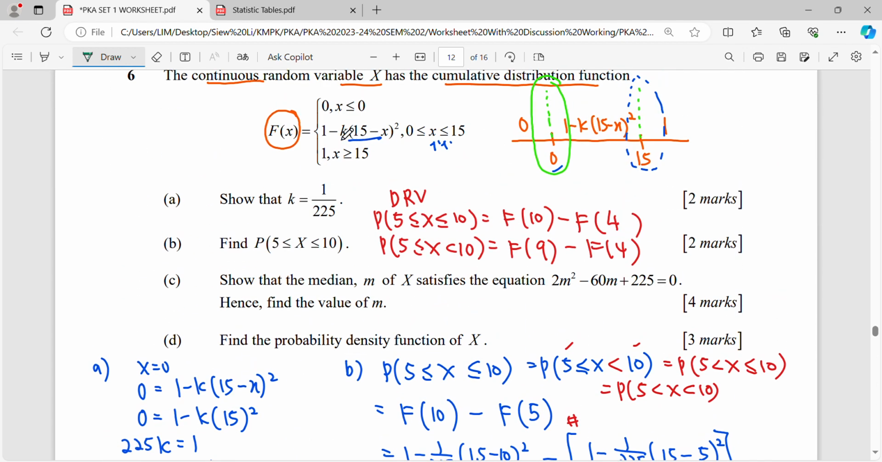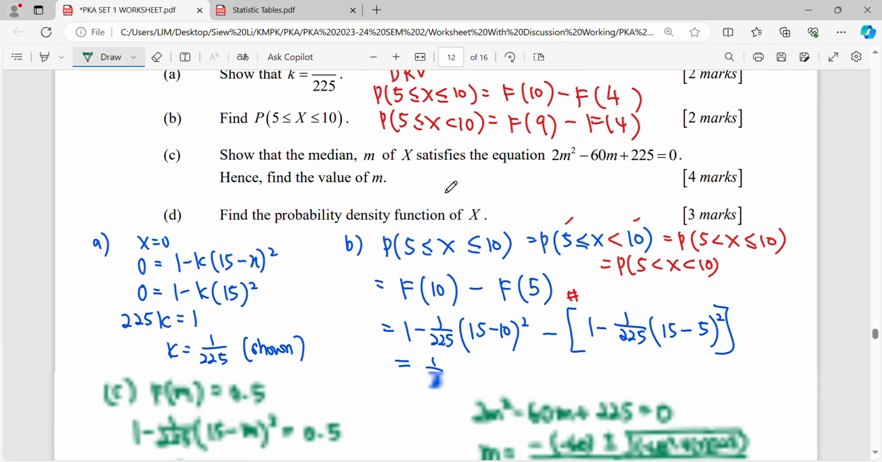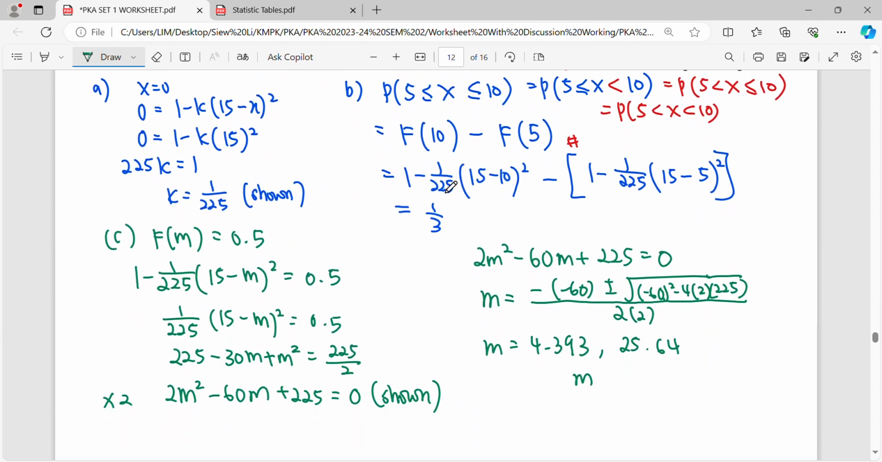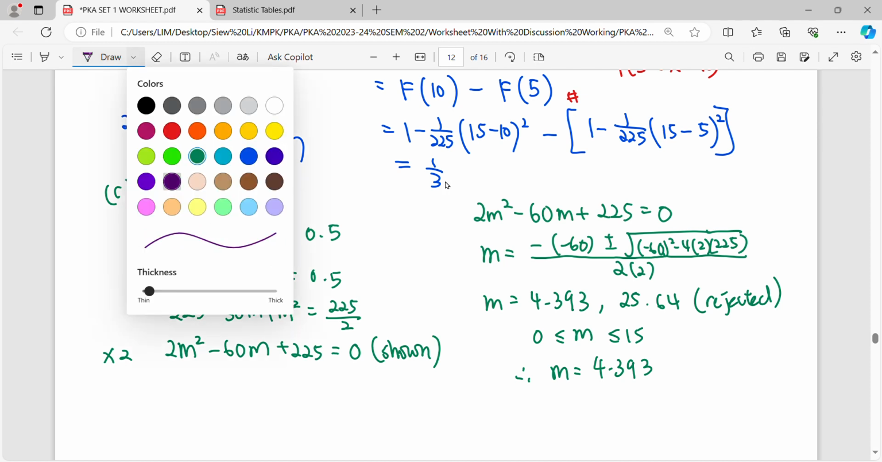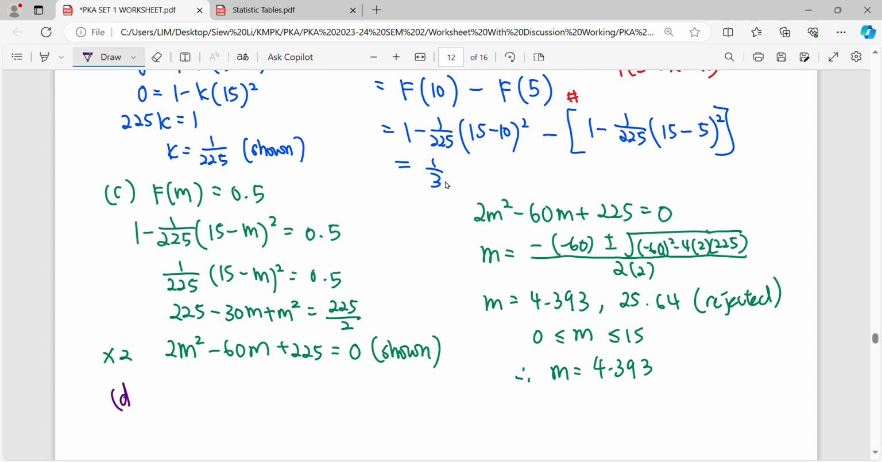When we use this function, between 0 and 15. Median must be in between 0 and 15. Median in between 0 and 15. So the 25.607 will be rejected. So the median is 4.393. Then go for the last part.